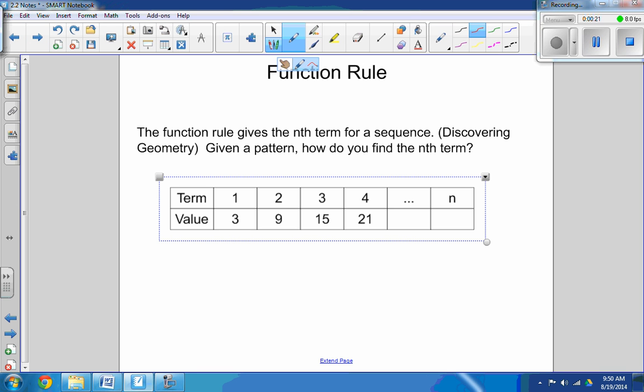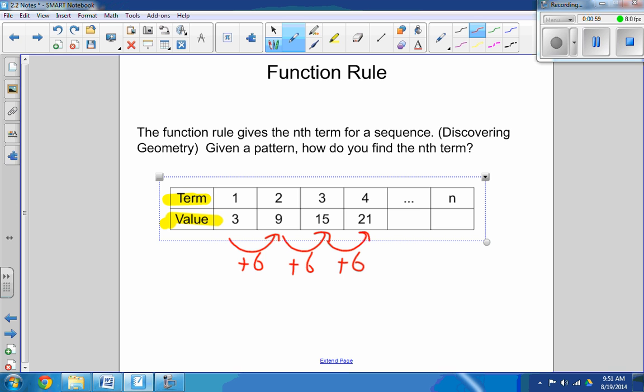So here's our pattern. The term in the pattern goes 1, 2, 3, 4. In other words, the first term, second term, third term, fourth term, and so forth, and the value of that term. Term 1, the first term is 3, then it's 9, then 15, then 21. So what's the difference? From 3 to 9, we go up by 6. 9 to 15, oh look, we also go up by 6. 15 to 21, we go up by 6 again.